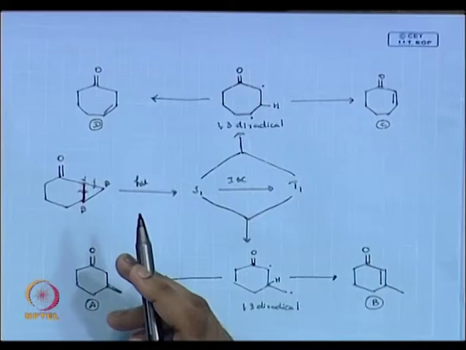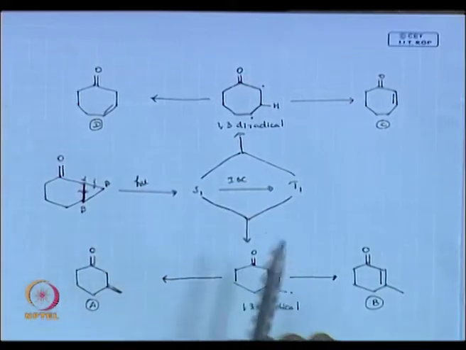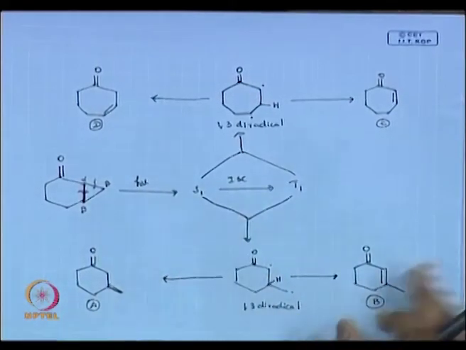So, you have to do it in both the possible ways, because you will get 2 radicals, 1,3 diradicals, and your hydrogen will be in the middle. So, you have to do it in both the ways. Then care should be taken that if you have other alpha beta bonds, then you should involve that also. Clear?